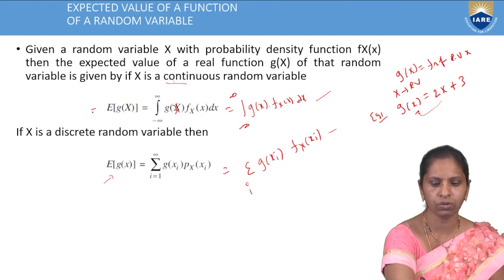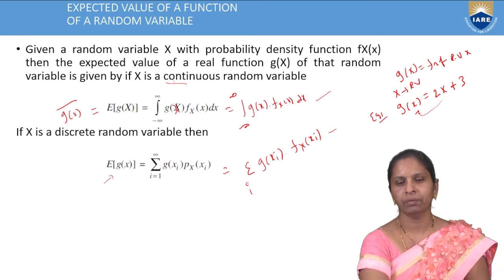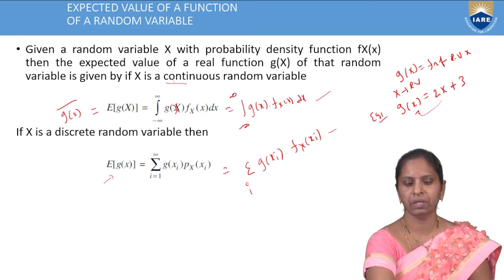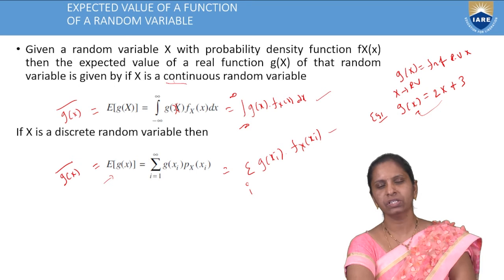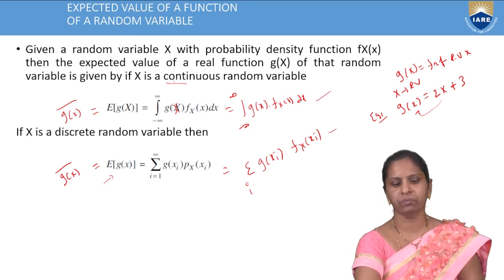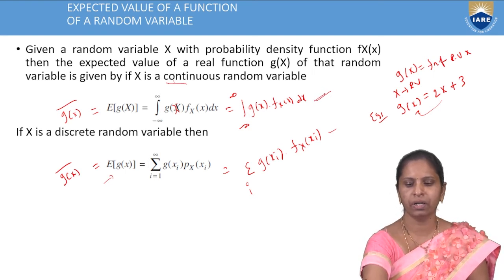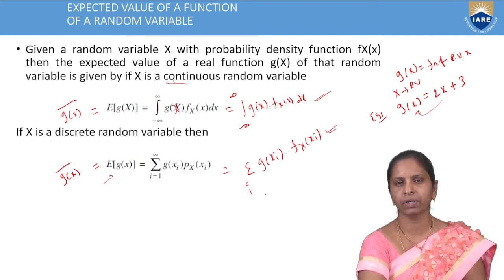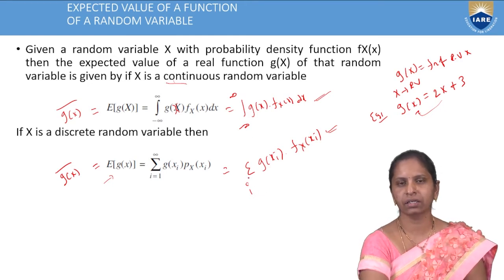It can also be represented by g of x bar. Already we have seen the notation for the expectation of a random variable, so any function's expectation can be represented by a bar also, and similarly here, g of x bar. Like that, you can calculate the expected value of a function of a random variable. In case of a continuous random variable, you have to use this formula; in case of a discrete random variable, this is the formula you have to use. For continuous, you get the integration; for discrete, you get the sigma.